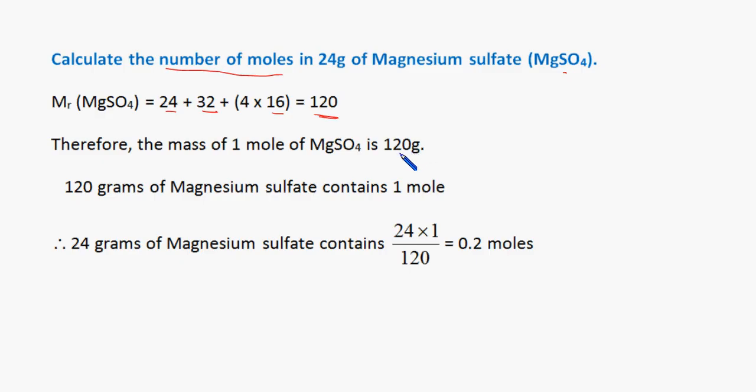Okay? Now I said that we want to calculate the number of moles. So we need to write our statement so that moles is on the right hand side. So 120 grams of magnesium sulfate contains 1 mole. Question asks you for 24 grams. So therefore 24 grams of magnesium sulfate contains, we cross multiply, so we take the 24 and we multiply by 1, and we divide by 120. So it's 24 by 1 over 120, which gives us 0.2 moles.